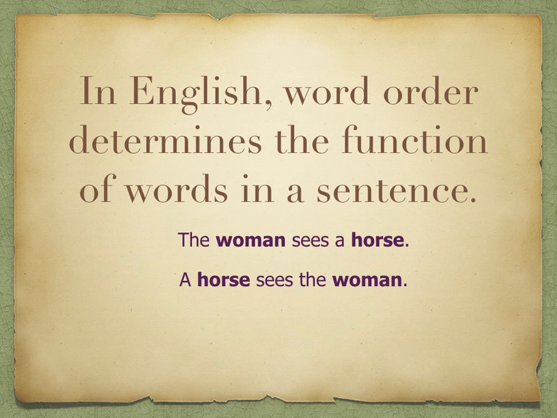In English, it is because woman comes before the verb sees that tells us that woman is the subject of the sentence. The woman is doing the action, she is doing the seeing. The horse is receiving the action of the verb sees. The horse is what is being seen. In the second sentence, the horse is doing the action of the verb. The horse is doing the seeing. The woman is being seen.